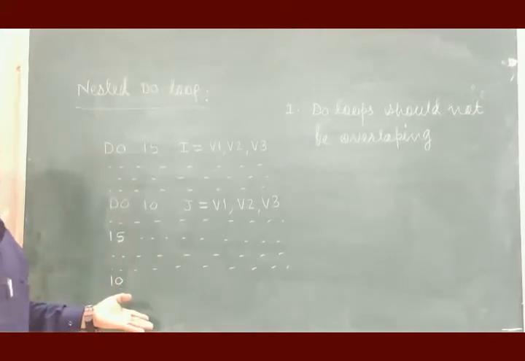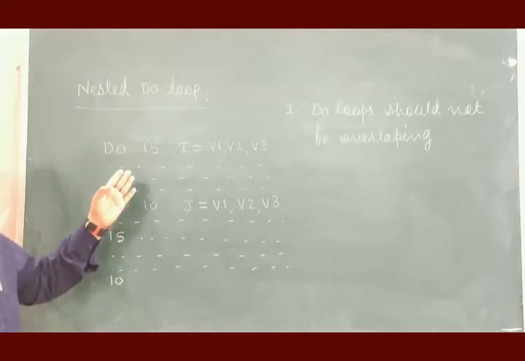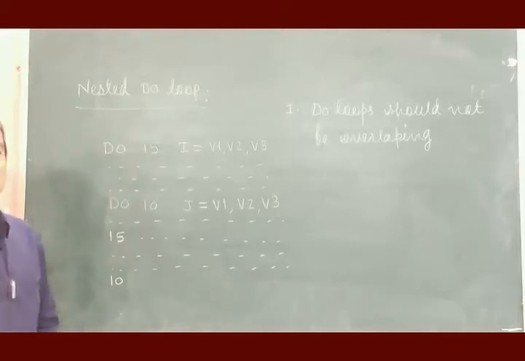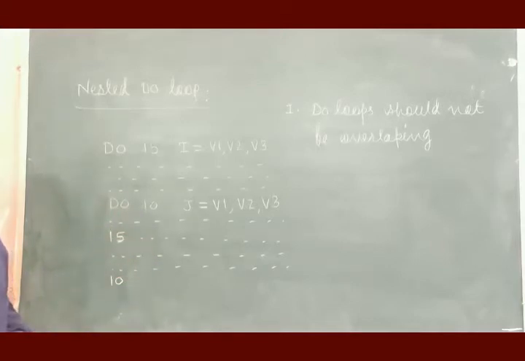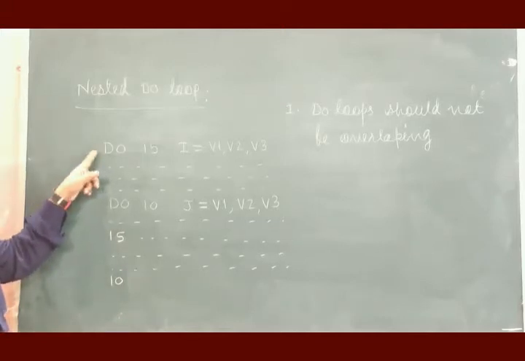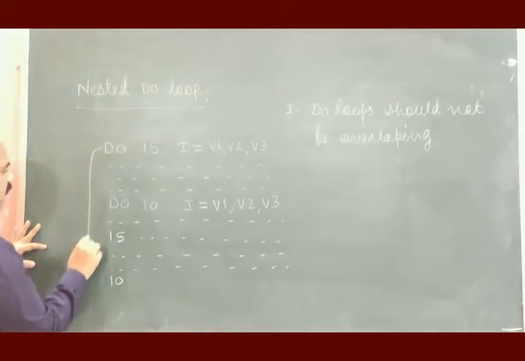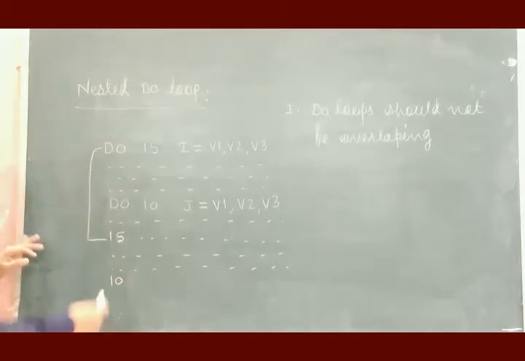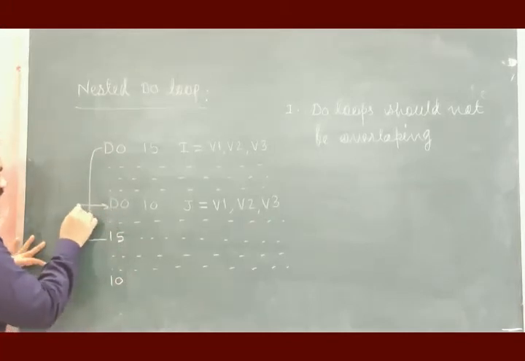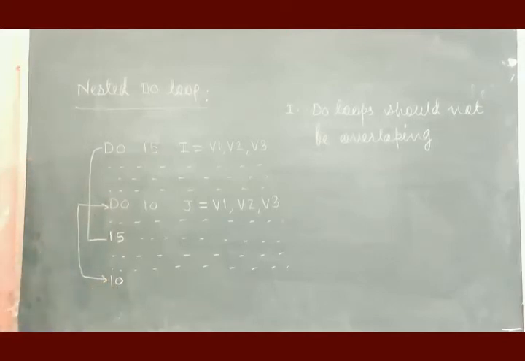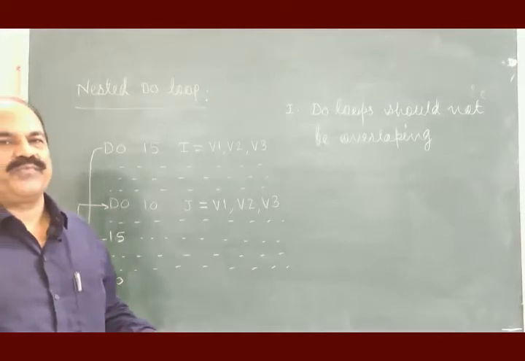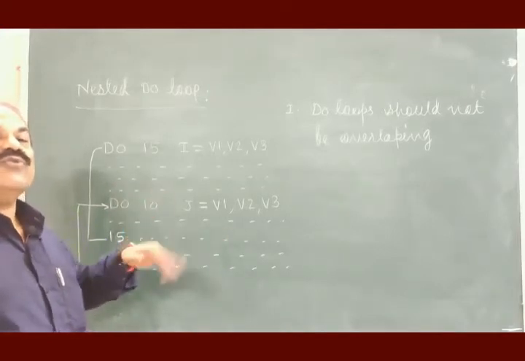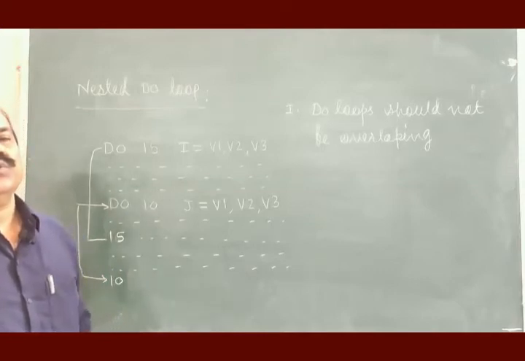If you construct nested do loop this way, there is overlapping of inner do loop with the outer do loop. There is overlapping of outer do loop with the inner do loop. Outer do loop starts here, it ends here. Inner do loop starts here, it ends here. So, there is overlapping of the inner do loop with the outer do loop, and of the outer do loop with the inner do loop.